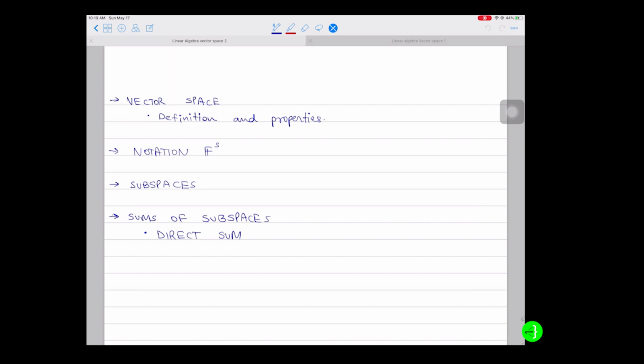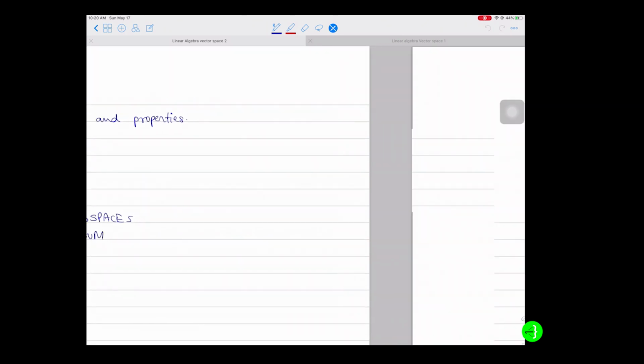And in today's video, we are going to talk about vector space. We will define what a vector space is and see its properties. We will talk about the notation F to the power S. We will talk about subspaces, we will define subspaces, and to end our session today we will talk about sum of subspaces. Specifically we will talk about direct sum. So let's begin.